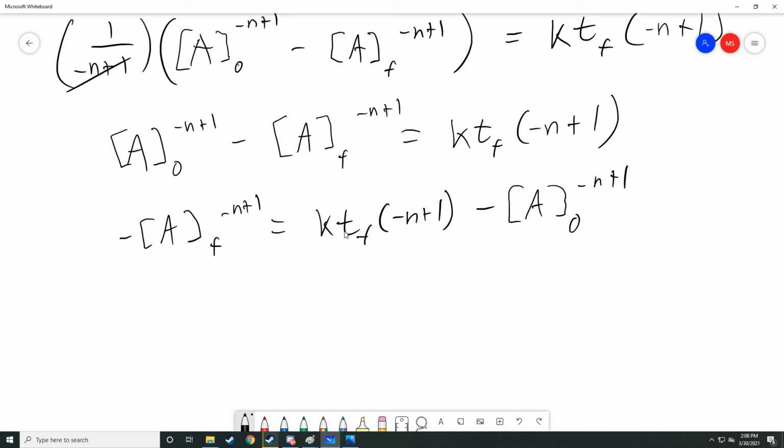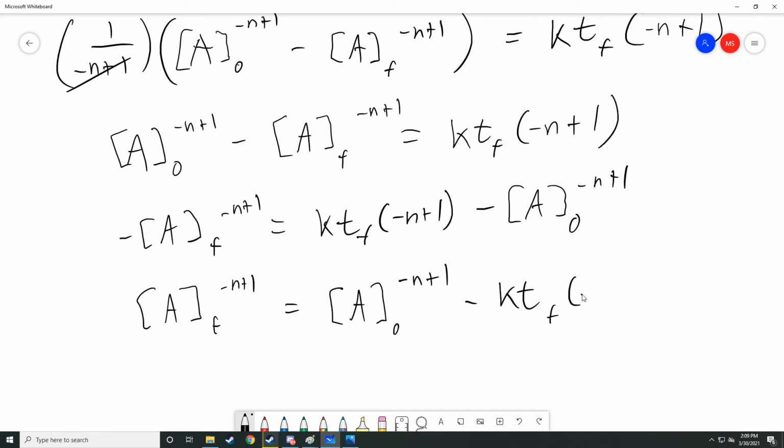Good. Now here we have a negative sign out here. Remember I said usually we're solving for the final concentration, so it would be good to multiply both sides by negative 1 and get rid of that negative sign. So I'm going to write this as A final negative n plus 1 is equal to, and I always like writing positive things first, just a preference of mine, and probably a preference of most of yours. It looks a bit ugly if you don't. So you can confirm that this does in fact equal this.